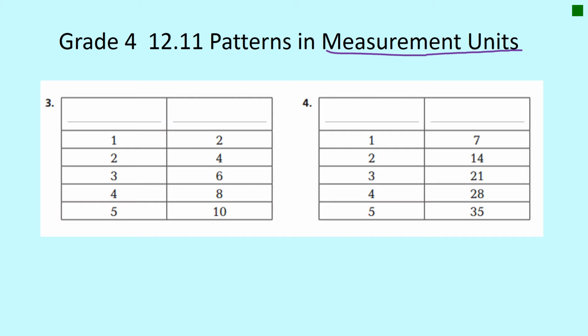All right, let's look at number 3. Down the first column, it's just 1, 2, 3, 4, 5. So 1 of something equals, going down the second column, 2 of something else, 4 of something else, 6, 8, 10 of something else. Oh, this is a puzzler. Let's think about time first. Does 1 of anything in time equal 2 of anything? I don't think so. I think this is going to be a volume one.